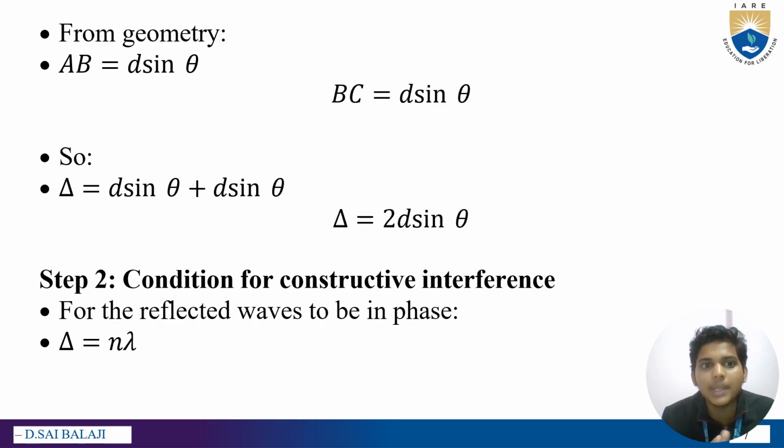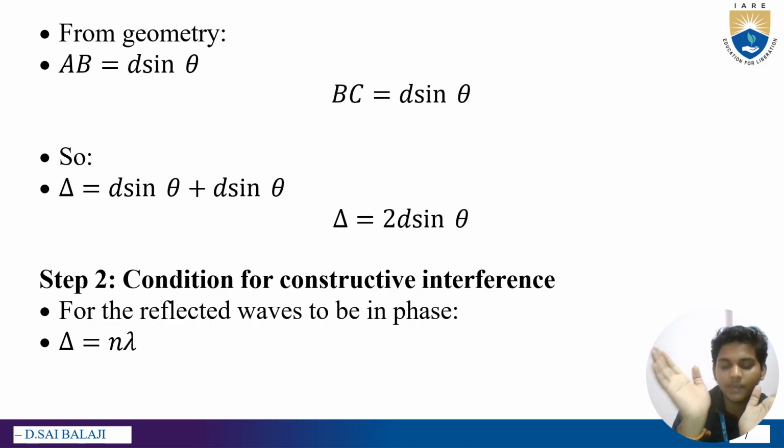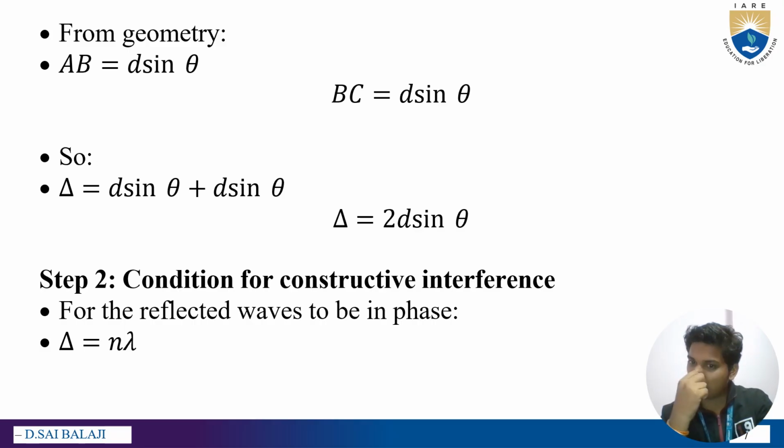Next, from geometry, AB is equal to d sine theta. Wherever you have seen AB in the diagram, this distance is d into sine theta, where theta is the angle of incidence. Sine of that angle into the interplanar distance gives the length of the line AB, and BC is equal to d sine theta. So AB is equal to BC. Both are of the same length, that is the incident ray and the reflected ray, so they are equal, and their consecutive terms should also be equal.